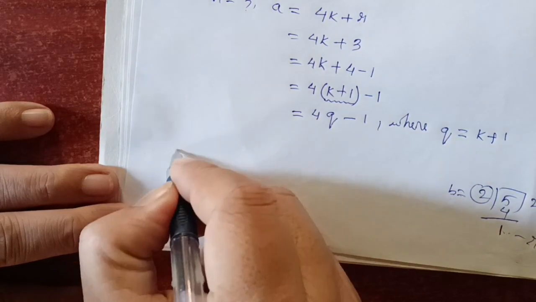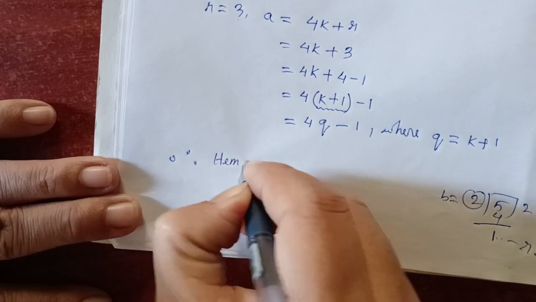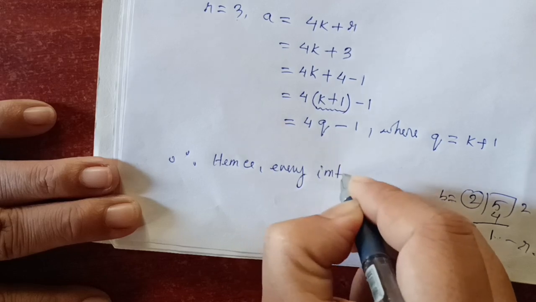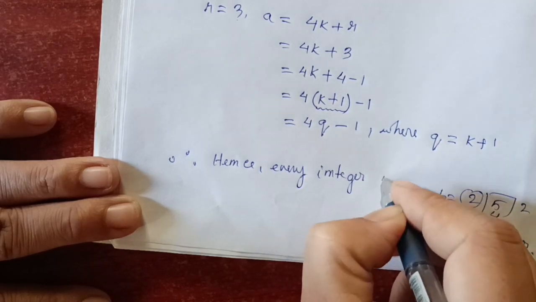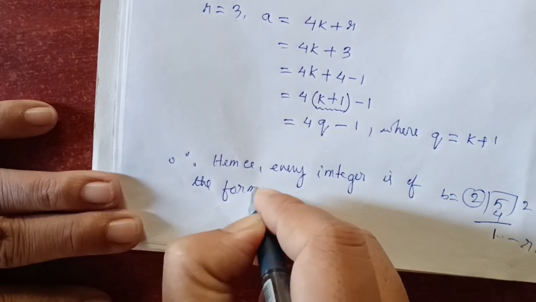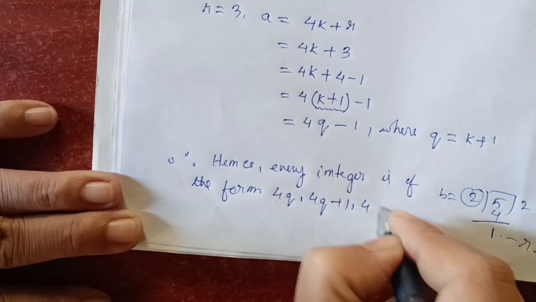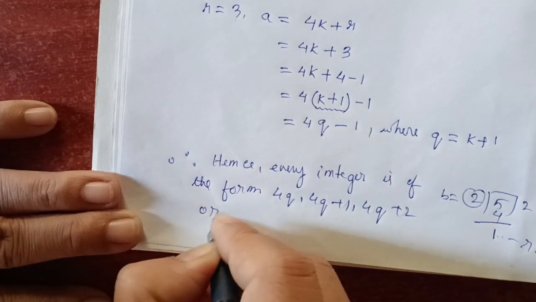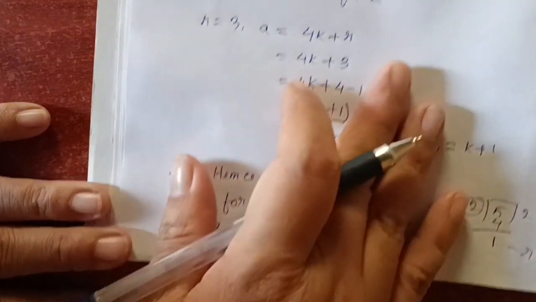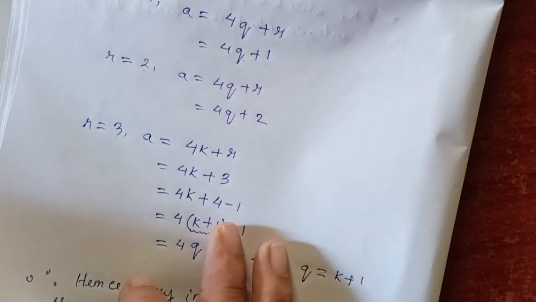So therefore you can write down the conclusion. We are just copying from the question. Hence every integer is of the form 4q, 4q plus 1, 4q plus 2, or 4q minus 1. Sorry, it is still very easy. Okay, you'll understand more.